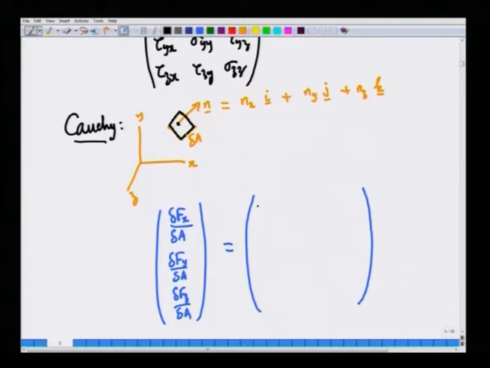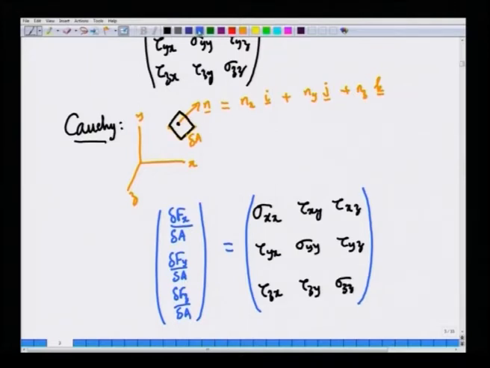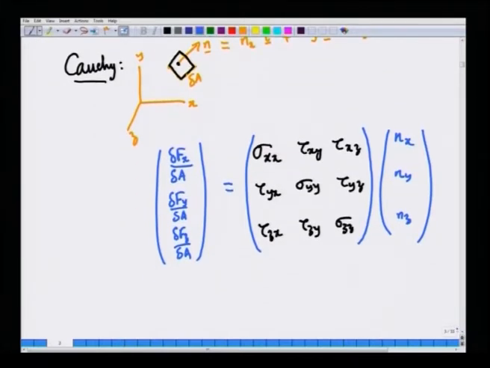So, at that point you should know the stress tensor: sigma xx, tau xy, tau xz, tau yx, sigma yy, tau yz, tau zx, tau zy, sigma zz. And according to Cauchy's result, you simply have to do a matrix multiplication of the 3 components of the unit vector with the stress tensor. This is like a matrix multiplication of a 3 by 3 matrix with a 3 by 1 vector. So, the answer will be a 3 by 1 vector, which is this.